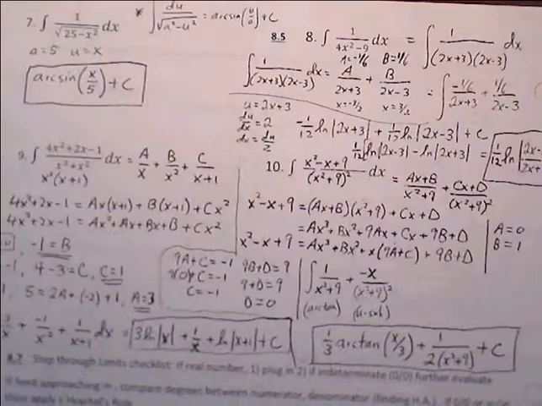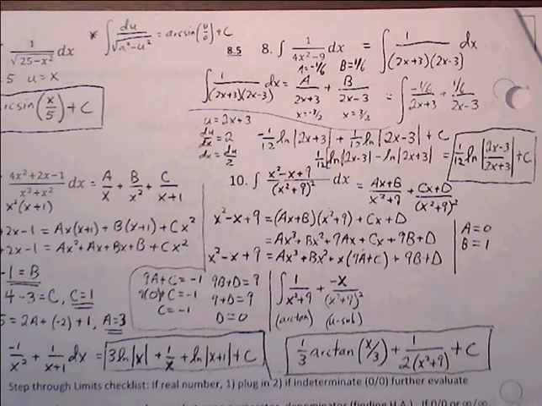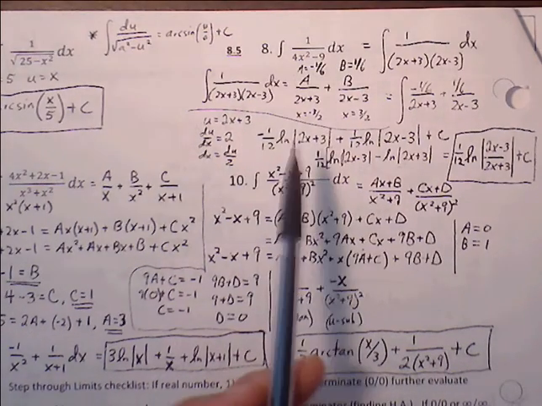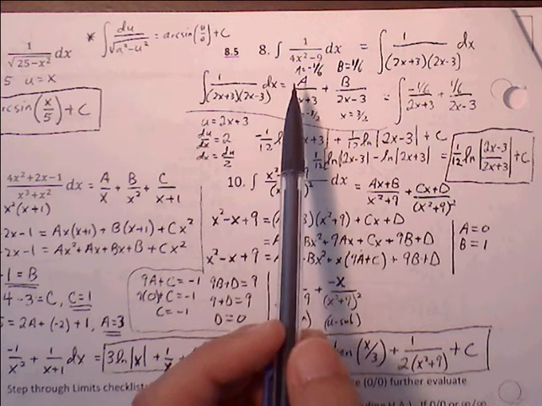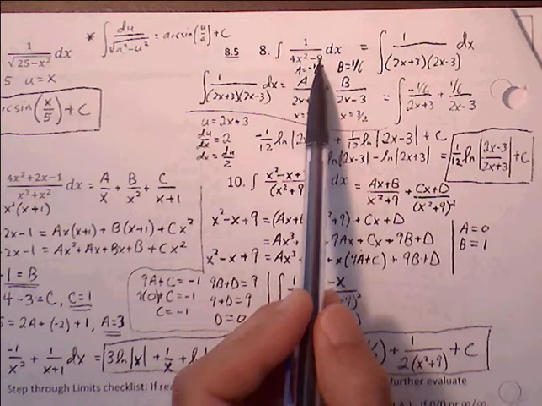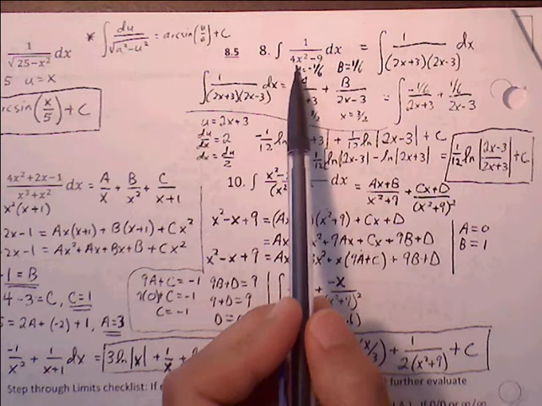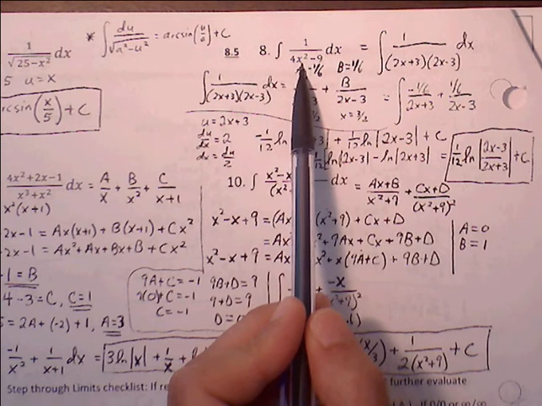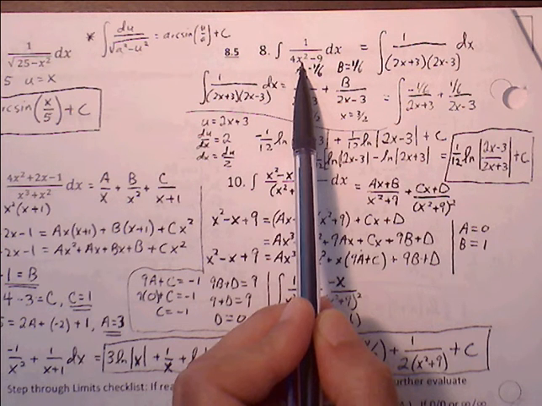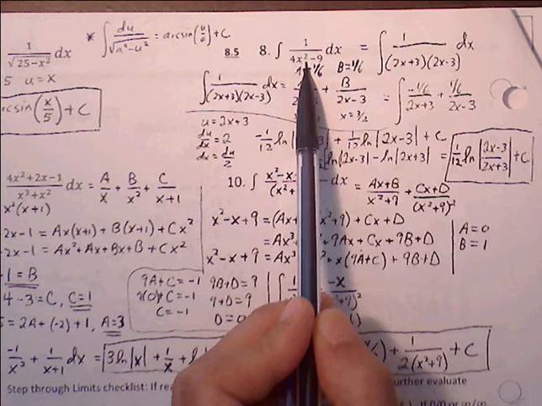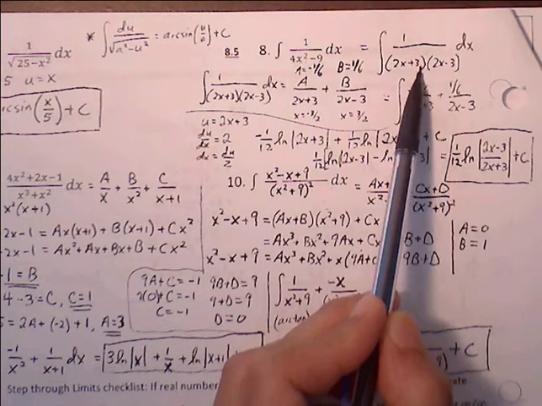All right, 8.5 here, dealing with partial fractions. We're starting off with the integral of 1 over 4x squared minus 9. And we see that u substitution is not going to work. We're not going to be able to expand our problem. But if we look at 4x squared minus 9, we see a difference of squares. So if we factor this, we get 2x plus 3, 2x minus 3.